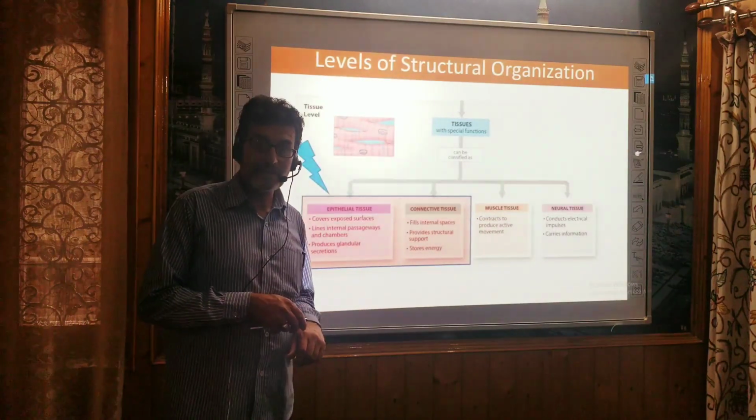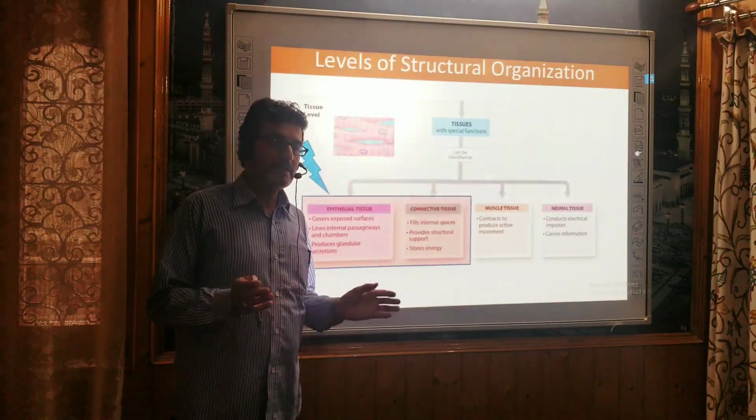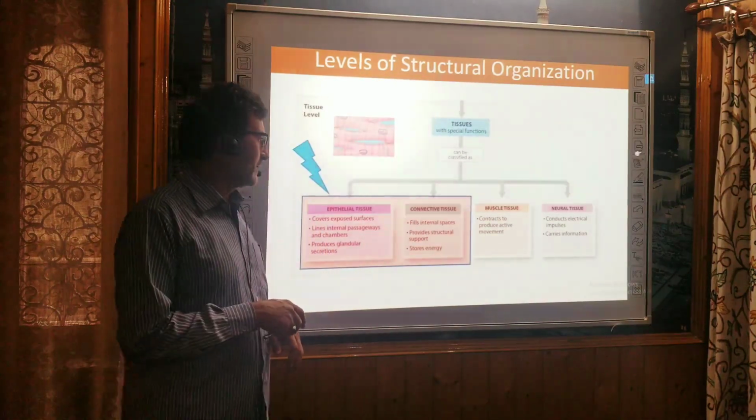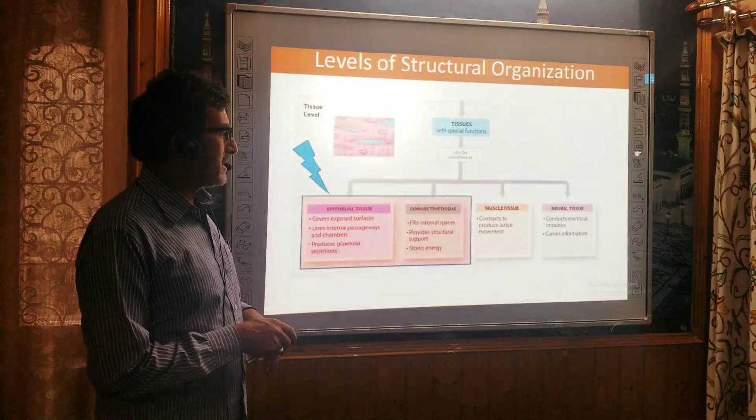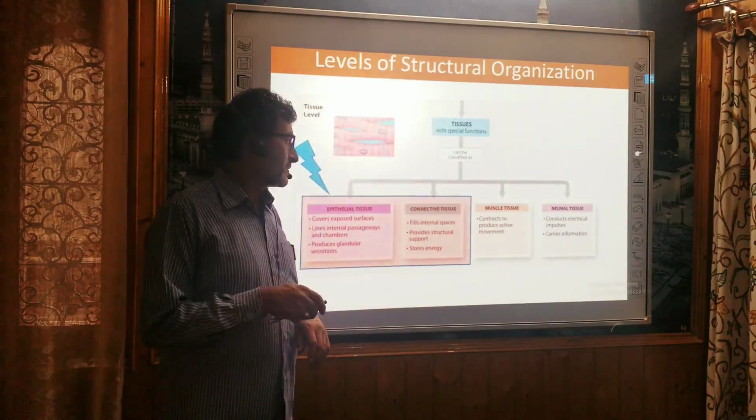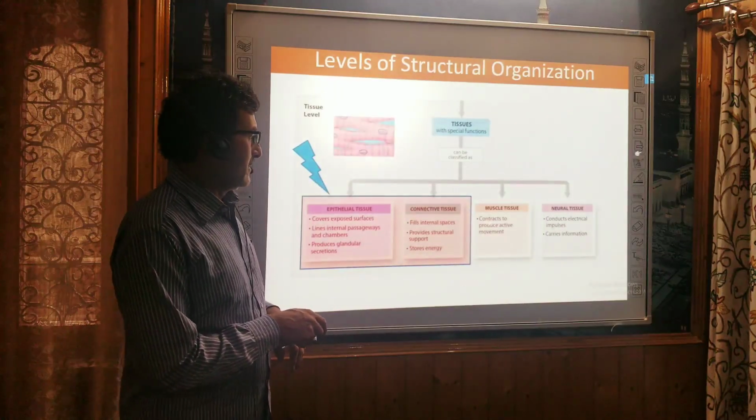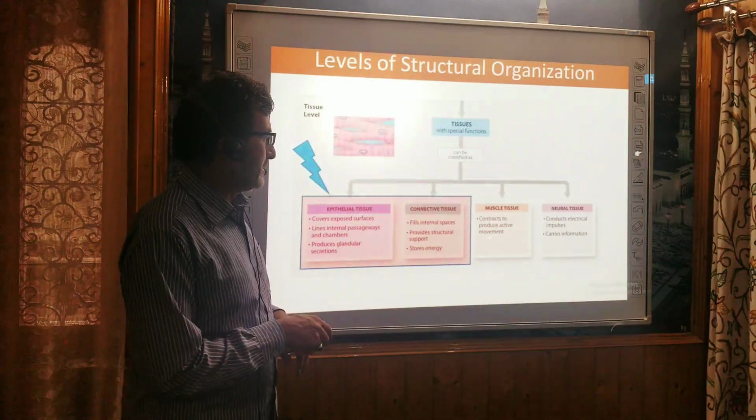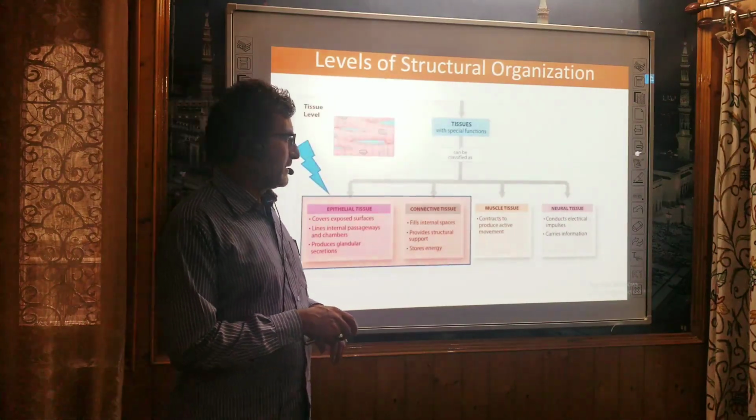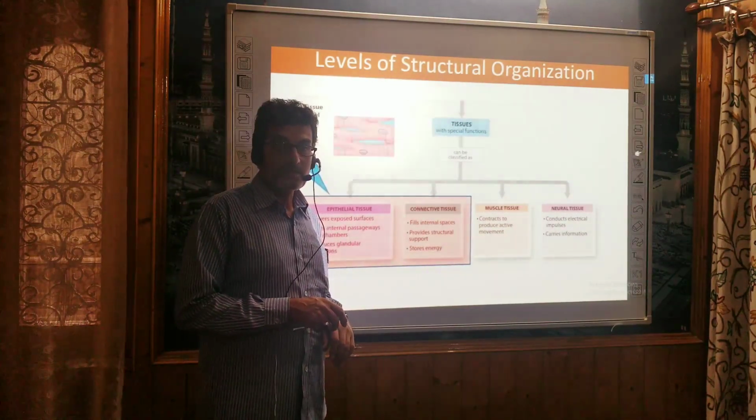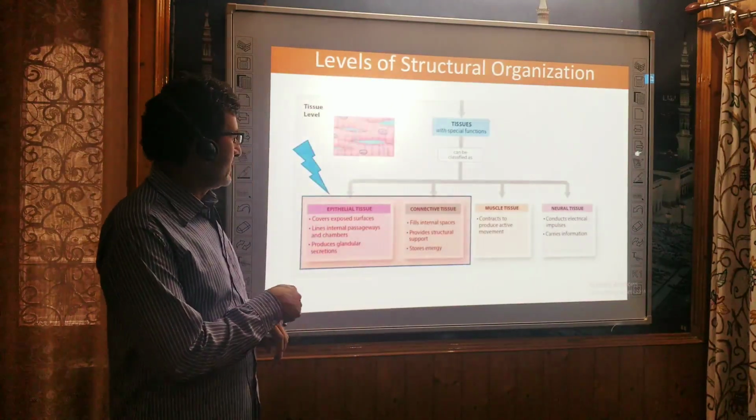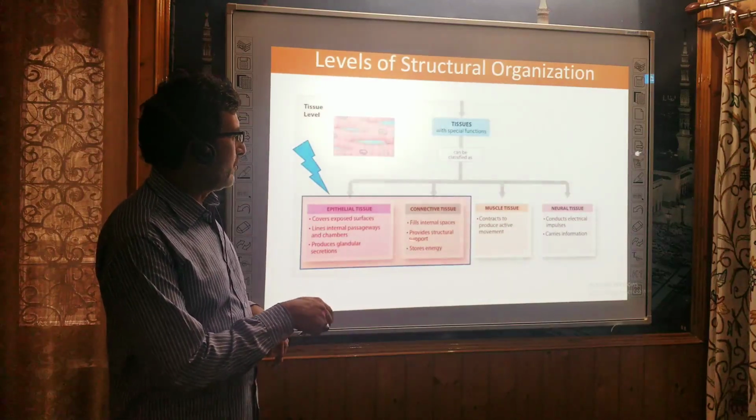Connective tissue: bones, cartilages and blood, which connects each and every cell and each and every organ with each other. That is connective tissue. Muscular tissue: 70% of our body weight is muscle. Muscles maintain our body system and contract to produce active movement. Neural tissue, or nervous tissue, means the brain, which controls all these three tissues. So we have four types of tissue.